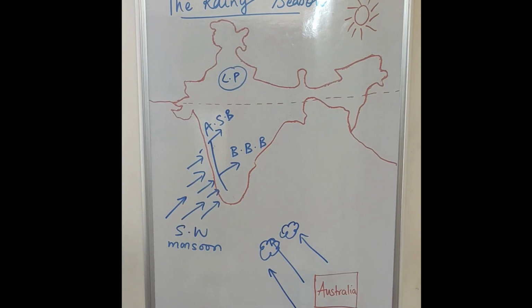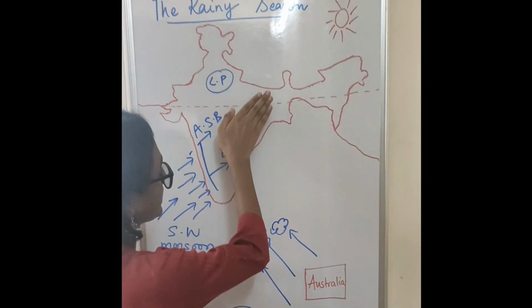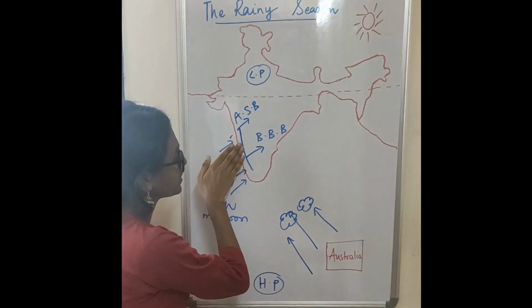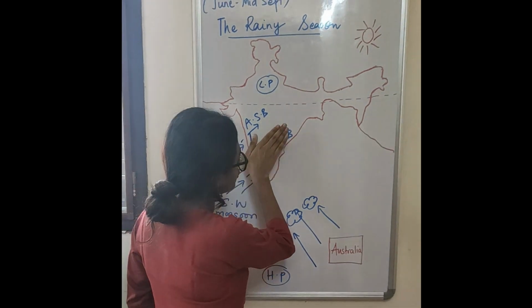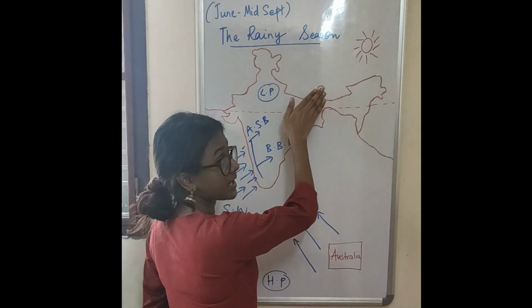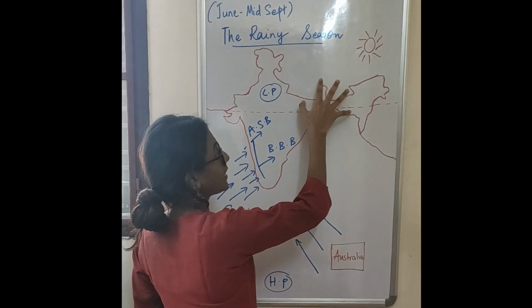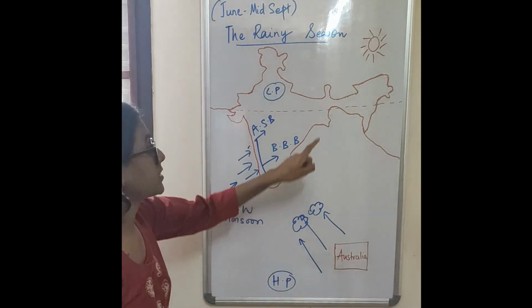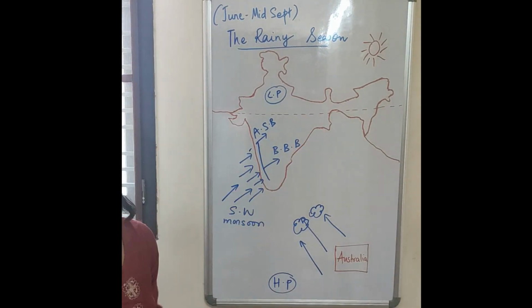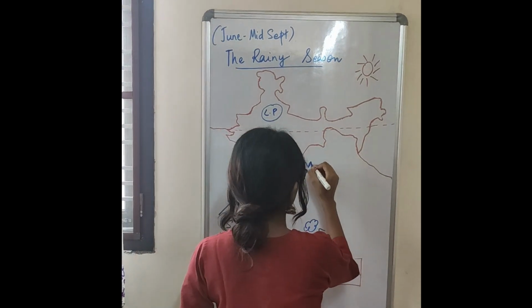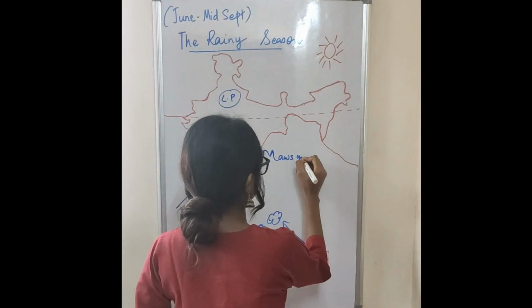But the Bay of Bengal branch travels straight. It is not restricted by anything, it flows straight and hits Meghalaya and Assam and brings heavy rainfall over there, especially in Mawsynram, which receives the highest rainfall.